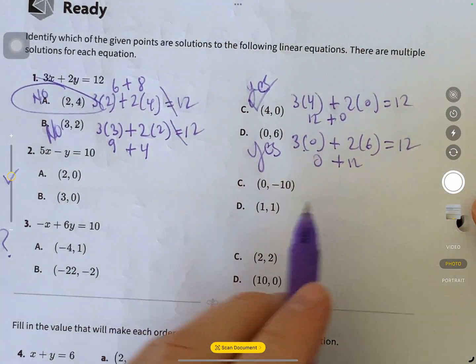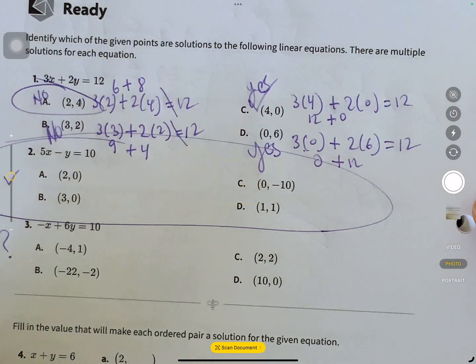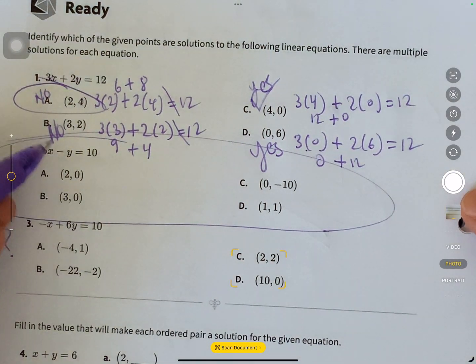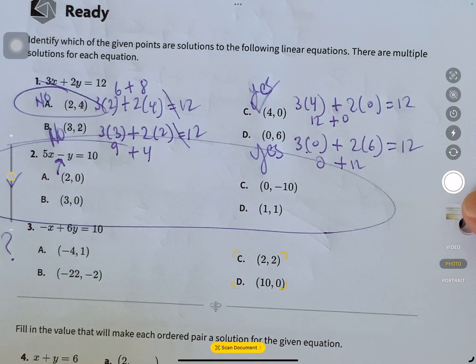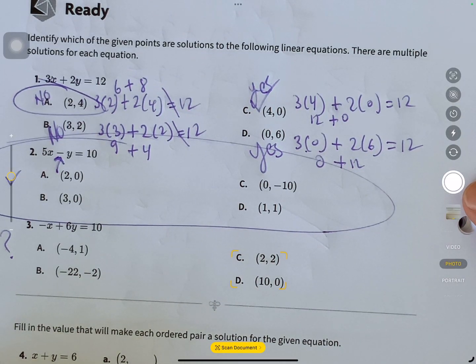All right, so leave it there. Use it to help you do this next one. Do it by yourself. Plug it and play. Watch out for this negative y. That's going to get you. Watch out for that.